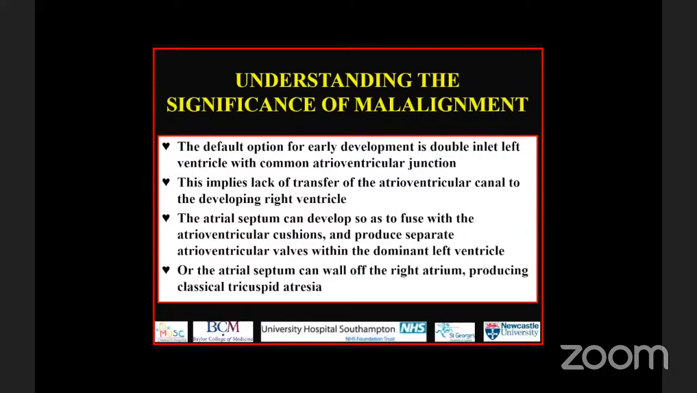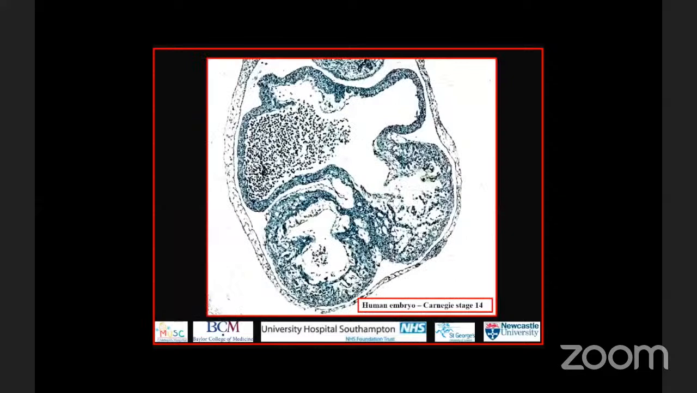But here is where we now see malalignment. Because if the atrial septum itself is malaligned, it can wall off the right atrium so as to produce classical tricuspid atresia. So let's look at that in a section from a developing human heart.